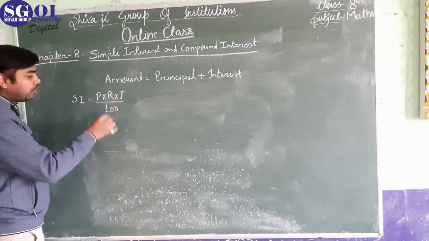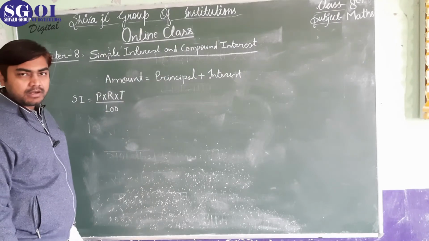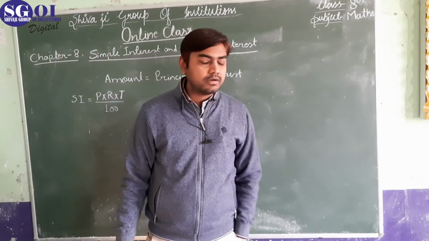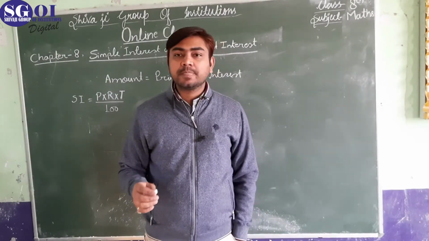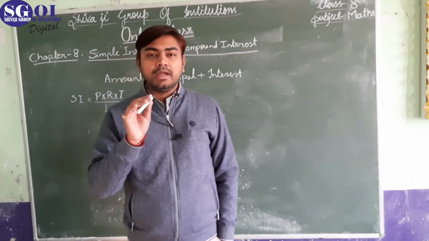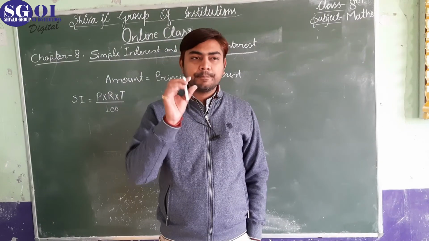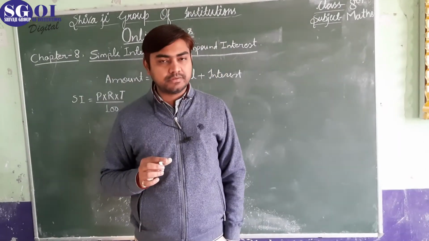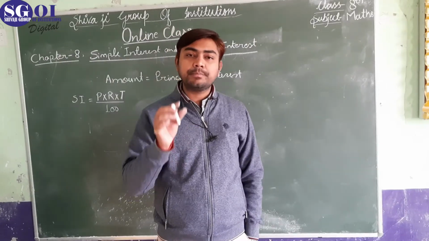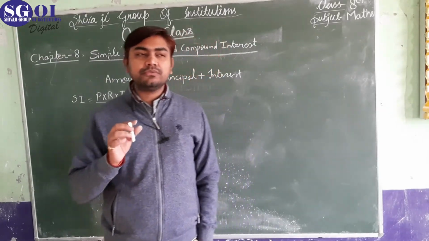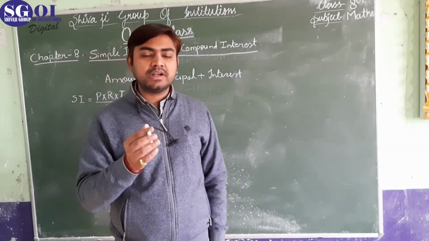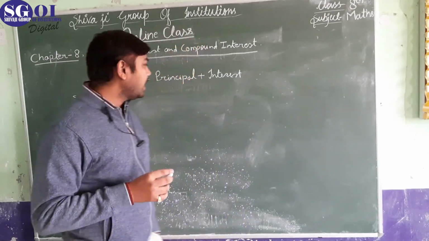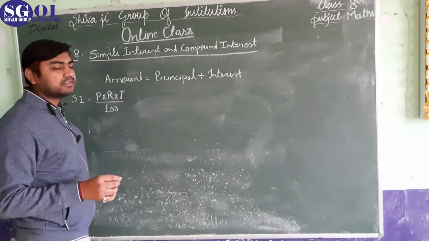Okay? Then what is P? P is principal. What is R? This is rate. And what is rate? Rate is the extra money given on per 100 rupees. If you give 5 rupees extra for 100 rupees, that means this is a 5% rate. Okay, this is rate. And what is time?